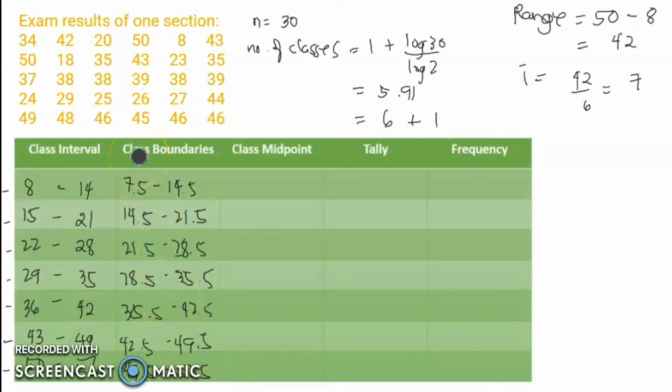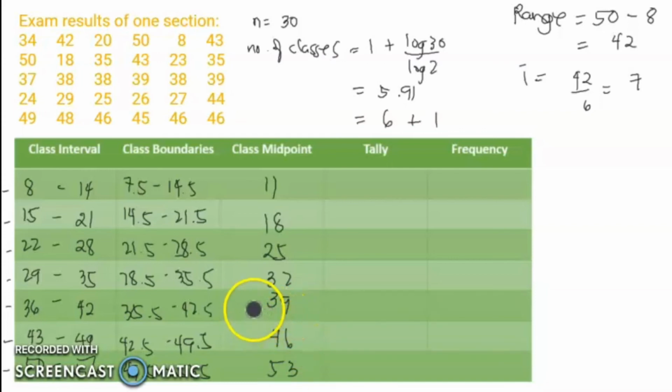Now, class midpoint again is to add the upper and the lower limit of that class and divide by 2. So this will be 11. The next one will be 18, and then 25, 32, 39, 46, and 53.